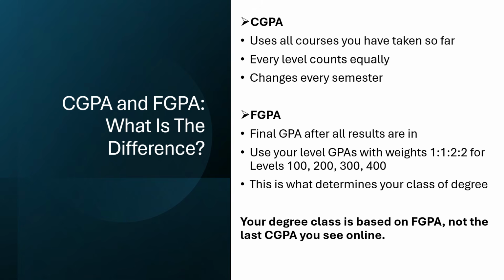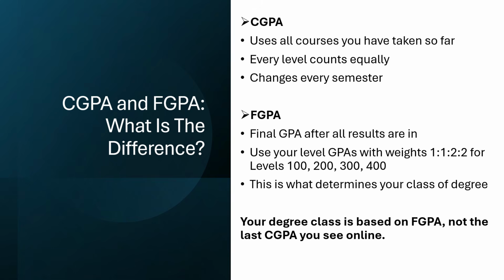But the FGPA over here, listen very well, is the final GPA after all results are in for that particular academic year. So I'm going to show you an image of where you're going to find or see where to locate the final GPA. When you go to the alternative progress report, the final GPA for that particular, maybe level 100 academic year has been written there. Level 200 is there, level 300 is there, level 400 is there, and we do the calculation.